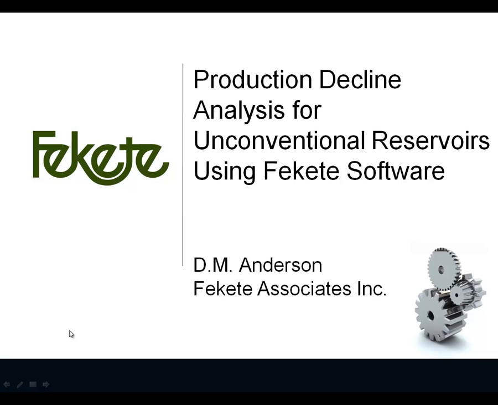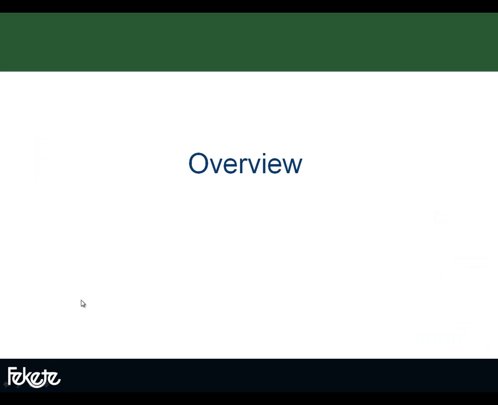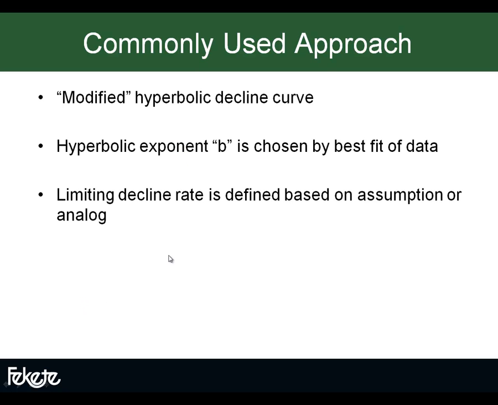I'm going to start by doing a little bit of an overview. And in the overview, we'll talk about the commonly used approach for analyzing production data of unconventional reservoirs right now, as is standard in the industry. And then we'll talk a little bit about what we call our Fekete approach or simplified approach, and some of the advantages of using this new approach for unconventional reservoirs. And then I'll get a little bit into the theory behind the physics of fluid flow in unconventional reservoirs and how we can analyze that and get a better understanding of those reservoirs using the Fekete Harmony software.